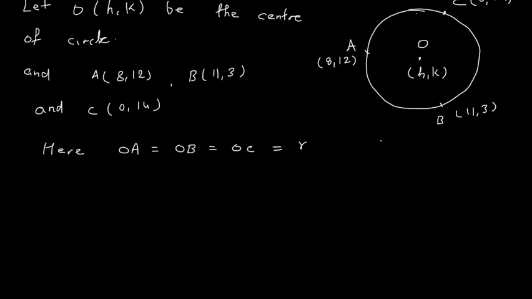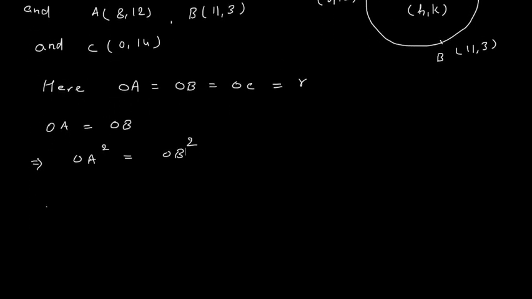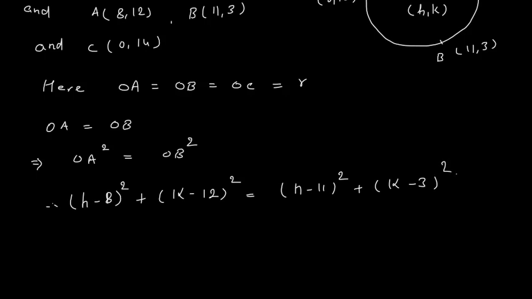First I will take OA and OB. So OA is equal to OB. This gives me OA square is equal to OB square. Therefore it is h minus 8 the whole square plus k minus 12 the whole square is equal to OB square, which is h minus 11 the whole square plus k minus 3 the whole square. Now what do we do?